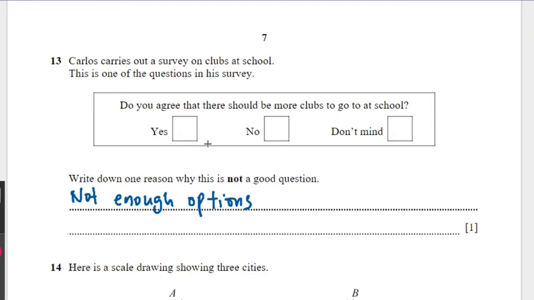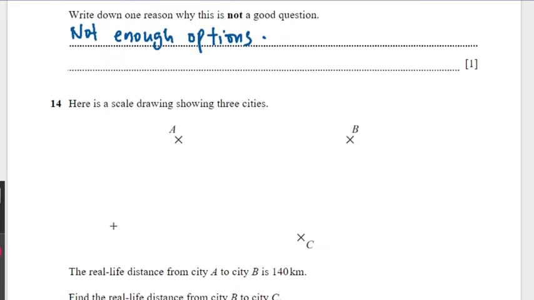Or maybe he should put other options so that the students can express their opinion, isn't it? Okay, so maybe you can write like that. Okay, next one is, here is the scale.